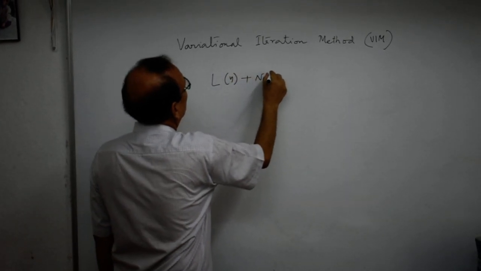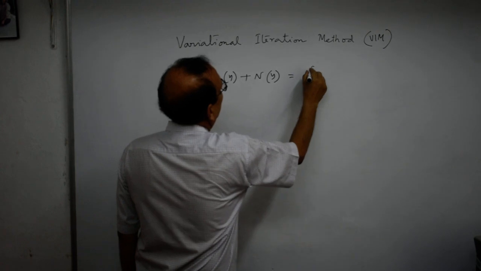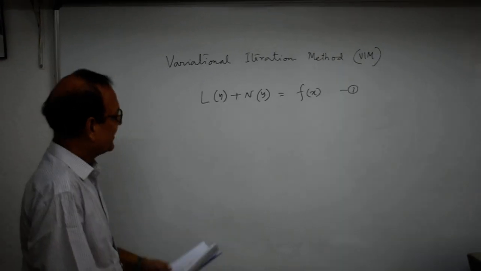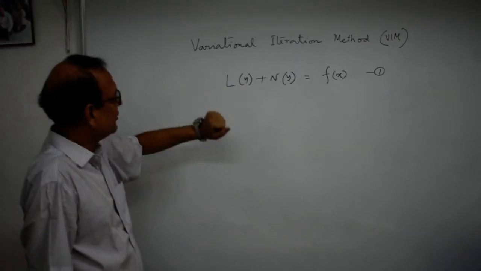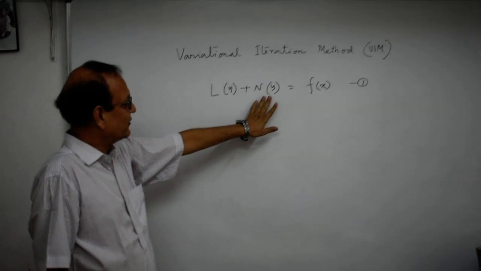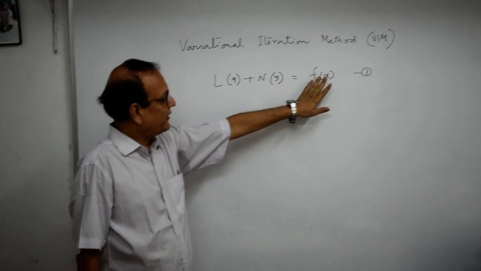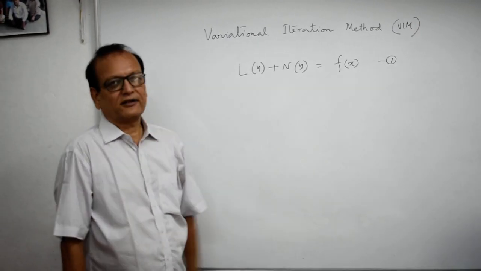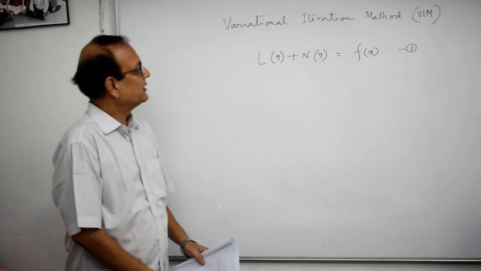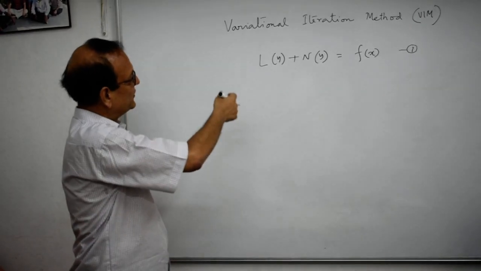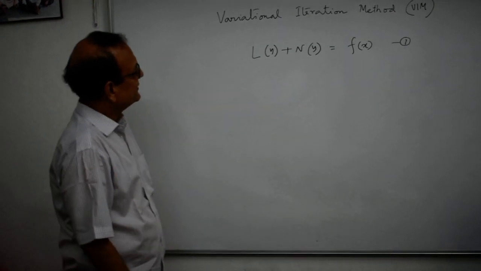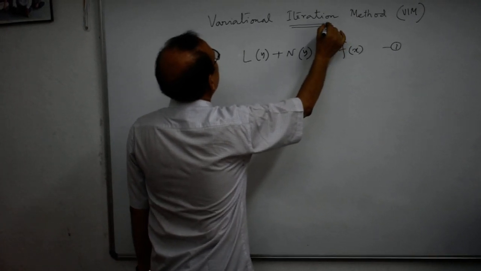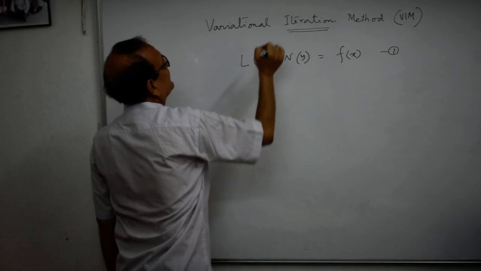Ly + Ny = f(x). Here L is the linear part of the operator, N is the nonlinear part of the operator, and f is a function, which is the non-homogeneous part of this differential equation. Now, the method we are going to explain is an iteration method, which is supported by some variational technique.